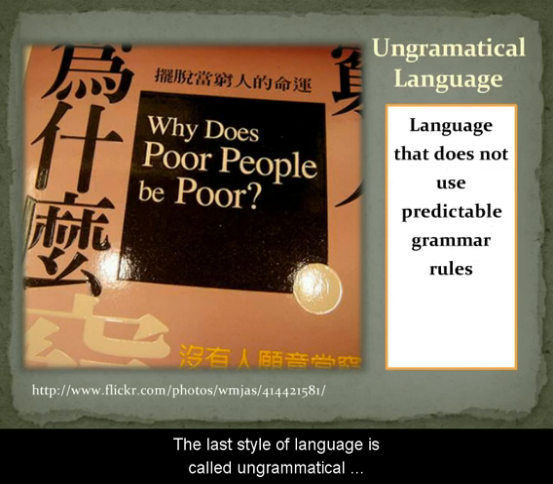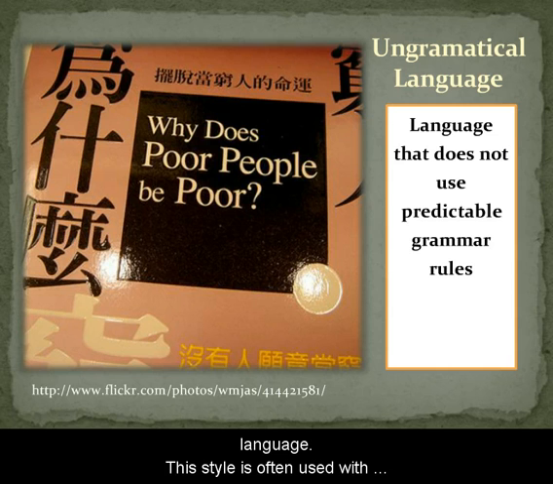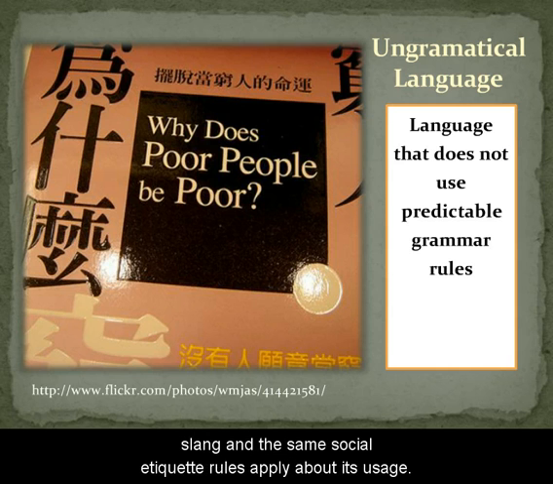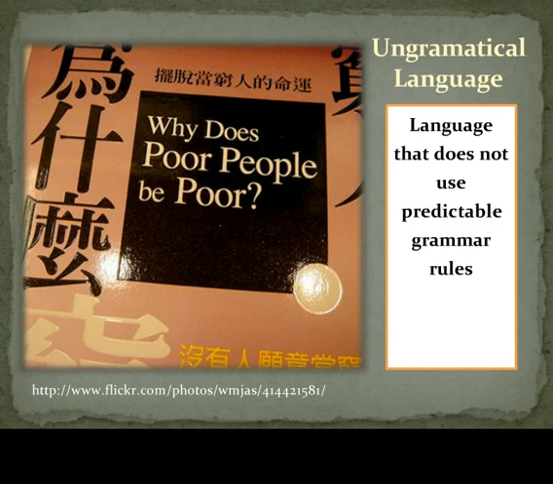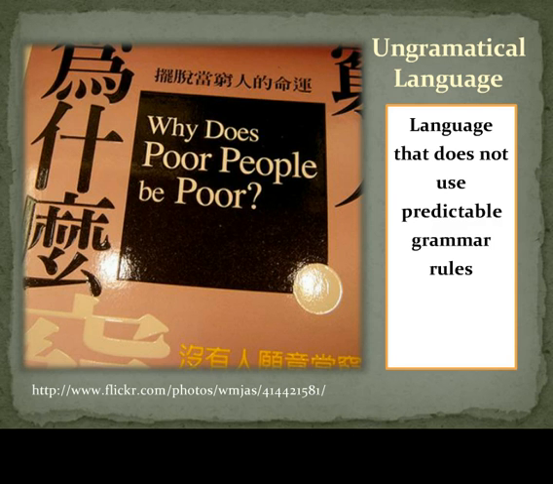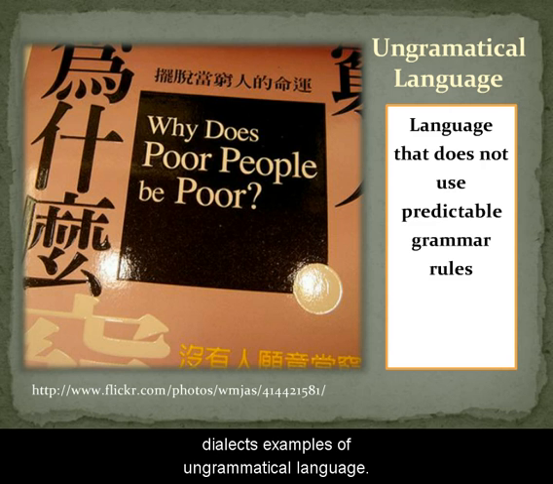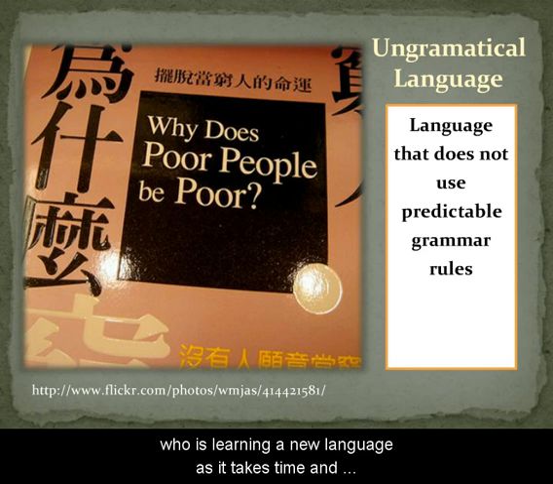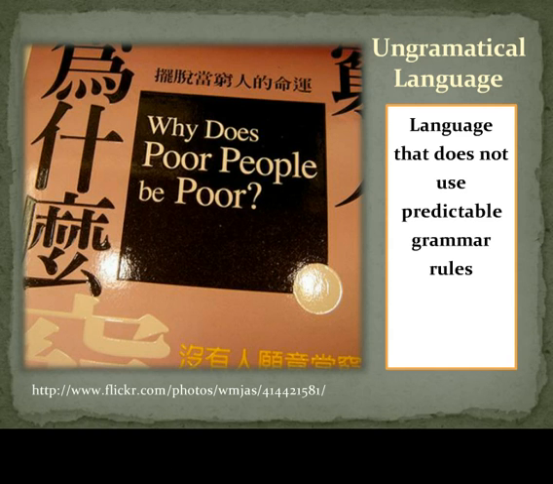The last style of language is called ungrammatical language. This style is often used with slang, and the same social etiquette rules apply about its usage. Someone who is still learning a language will often have difficulties with the grammar rules, and their language would be considered ungrammatical language. Many people would consider Ebonics or other regional dialects examples of ungrammatical language. It's important to be understanding of someone who is learning a new language, as it takes time, and the more someone tries to speak and practice the language, the easier it will become.